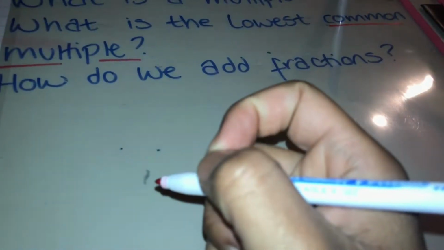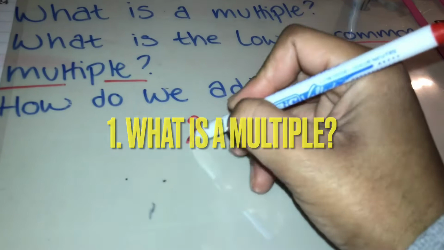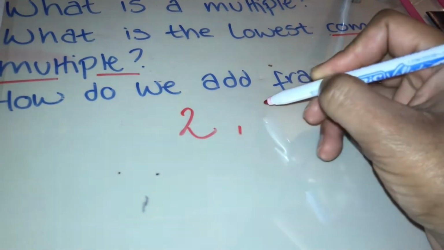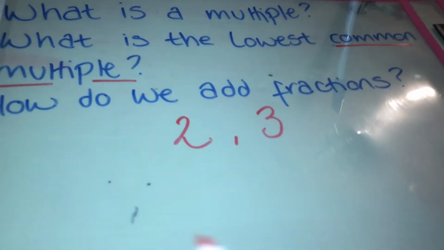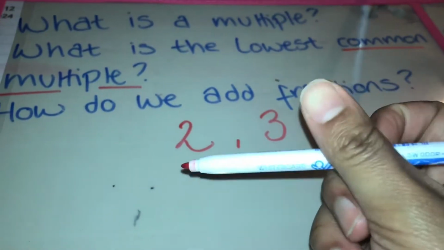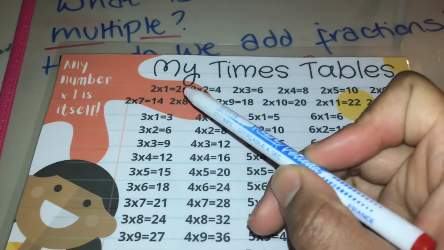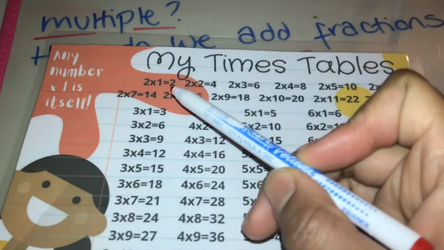Okay, I'm going to look at 2 numbers today. My 2 examples are going to be the number 2 and the number 3, okay? Now, the multiples of 2 are what we would call the answers to the 2 times table. So if you don't know your 2 times table, then you can use a times table sheet or grid like this. So all of the multiples of 2 are everything that comes after the equal sign.